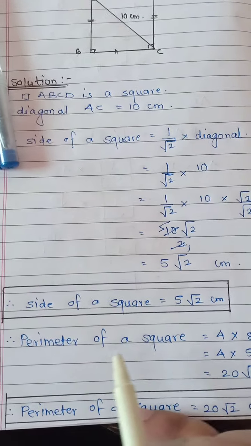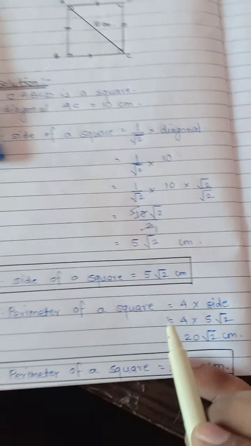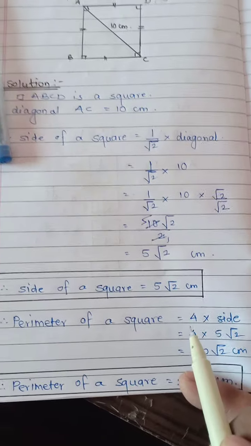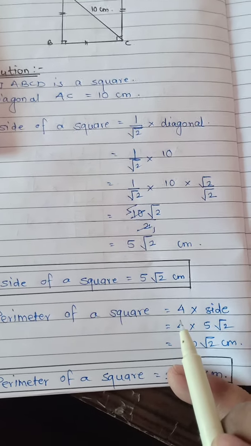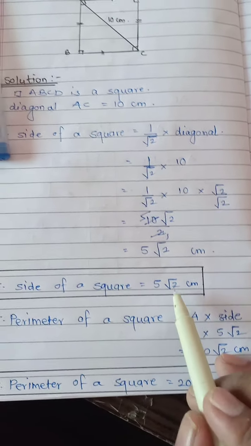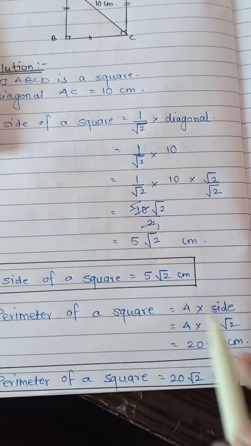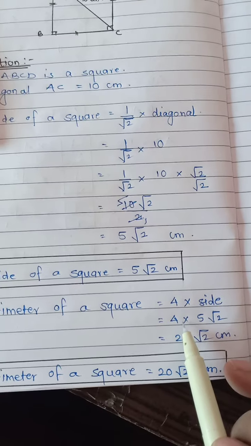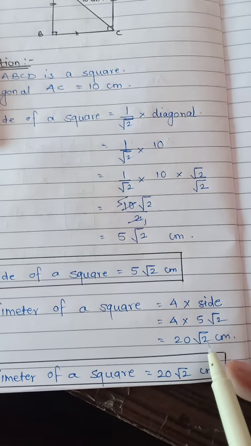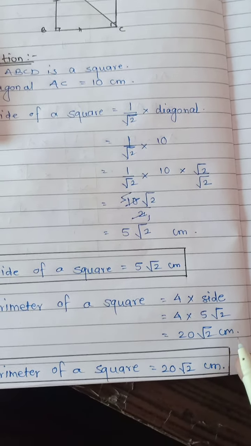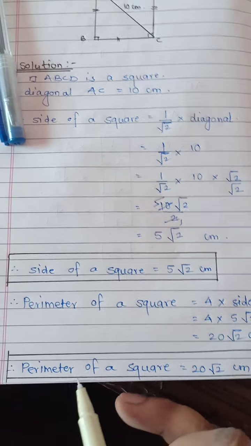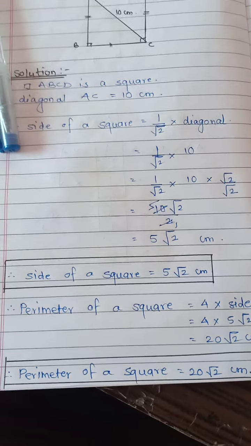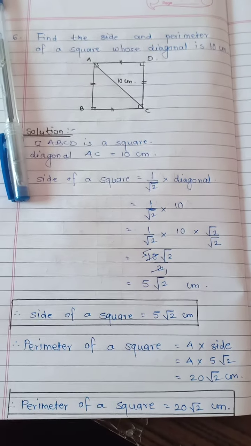Second part, perimeter of a square. We know the formula. Perimeter means the sum of the lengths of all sides. So here the perimeter of a square is 4 multiplied by the side. As we got the value of the side as 5 root 2, substitute it here. Multiplied, 4 fives are 20 root 2 centimeters. So our final answer, the perimeter of the square, is 20 root 2 centimeters. Copy the answer, everyone.